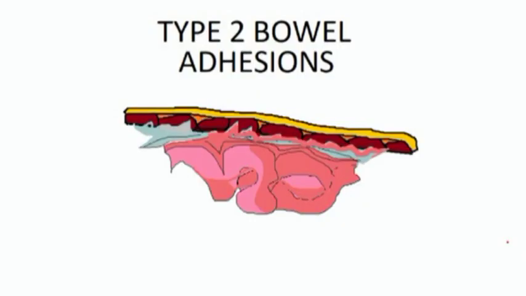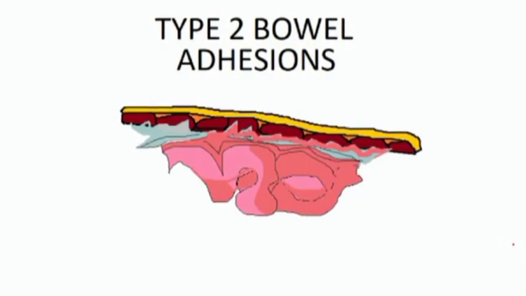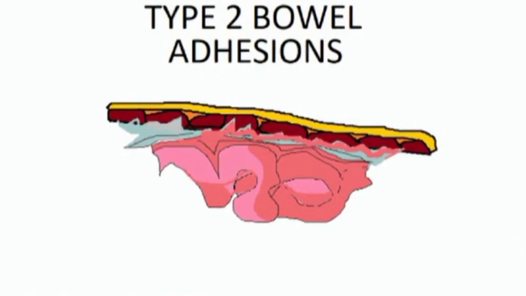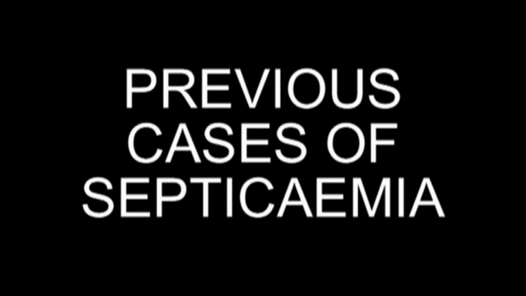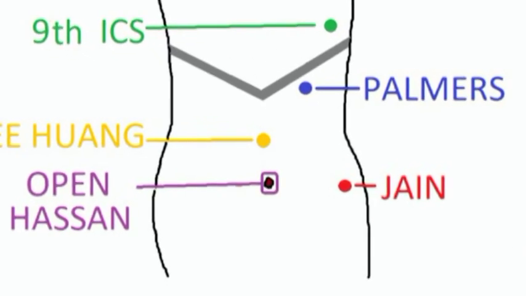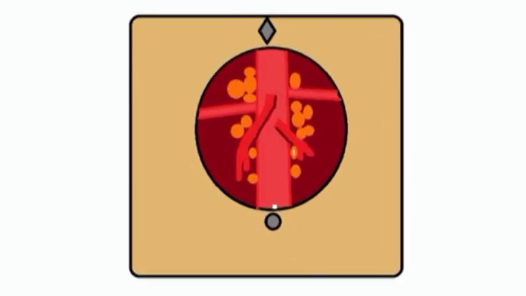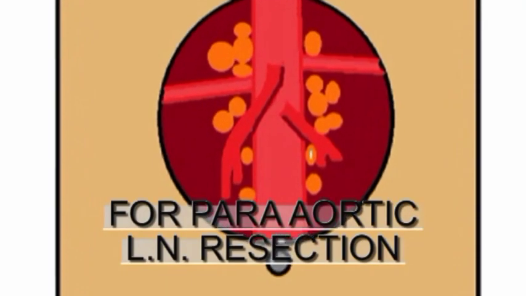Even in patients with no previous surgeries, entry through Palmer's point becomes challenging in type 2A adhesions. When bowel is inseparably stuck to anterior abdominal wall, almost like making second layer of peritoneum, as in the cases of Cox abdomen and in previous septicemia. To overcome these limitations, few non-umbilical entry ports were designed. One of them is Li Huang point. Li Huang point was designed chiefly for para-aortic lymph node dissection.